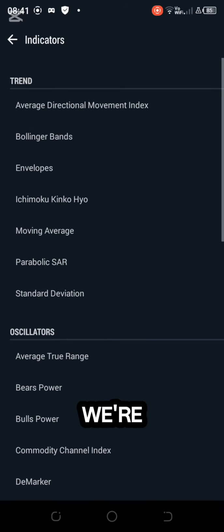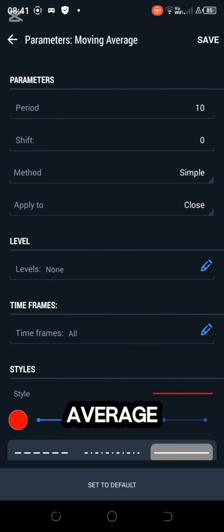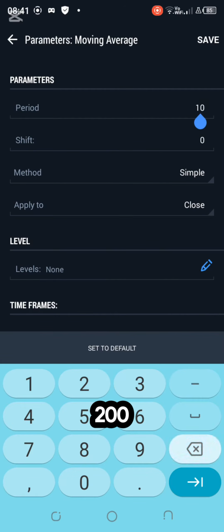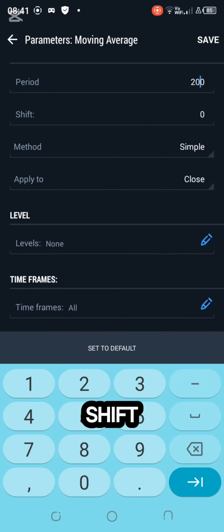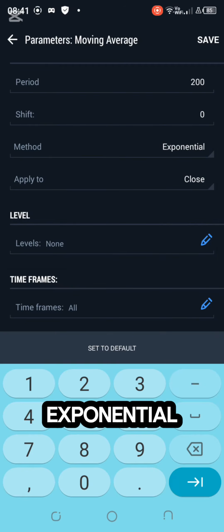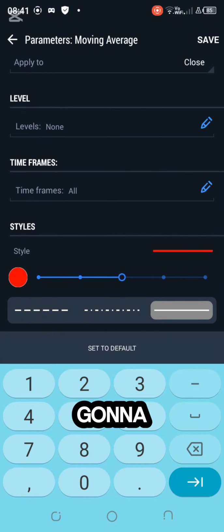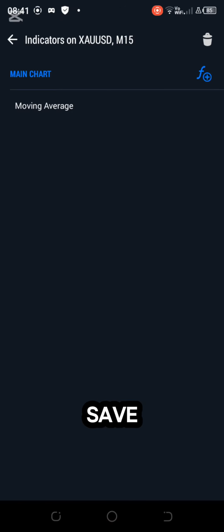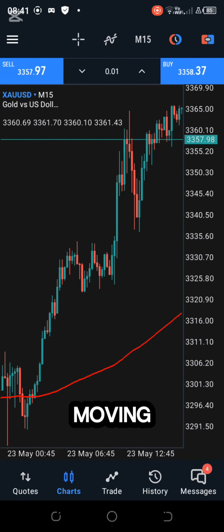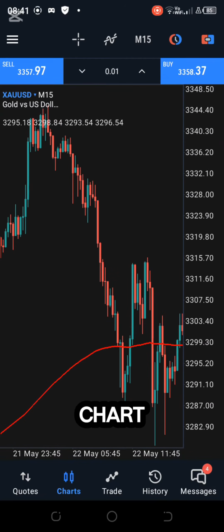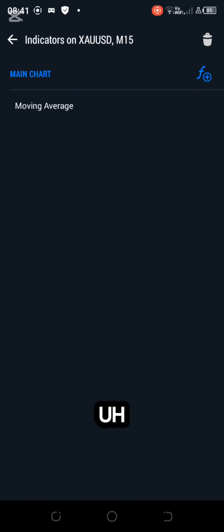The first indicator is a moving average. The moving average will have a period of 200, shift 0, and the method is going to be exponential, applied to close. Then the style is going to be red. I'm going to use red, and I'm going to save. If you come back, we now have this moving average on our chart. Then we go back on the main chart.